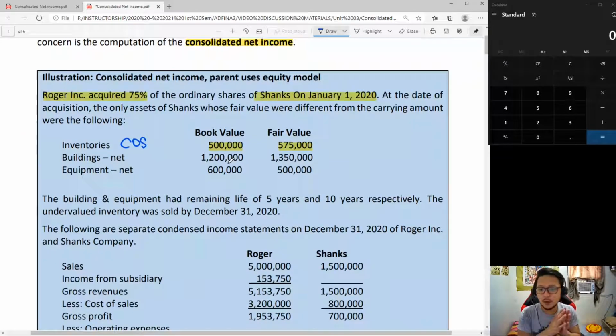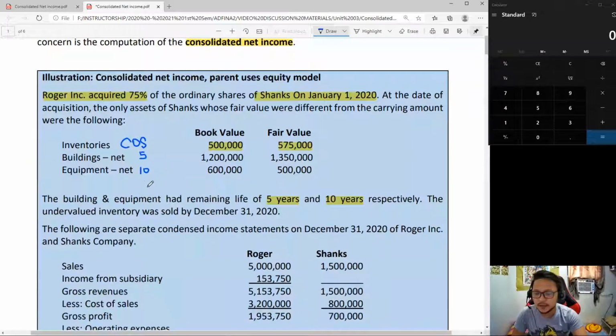Now this one is an overvaluation. This is overvalued by 100,000, and that will also impact the amount of depreciation expense recorded on the equipment. Ito lang ang kailangan mo tandaan: sobra ang asset, sobra ang expense. Dito, equipment: kulang ang asset, kulang din ang expense. So the impact to the consolidated net income will be likewise the same. Now, know that the building and equipment had remaining lives of 5 years and 10 years respectively. So building, 5-year life, and equipment with a 10-year life.